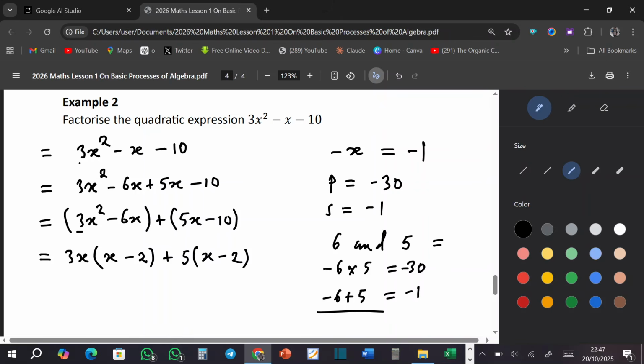So again, you see this is common, this is common. So you factor it out further. So you say x minus 2 is gone. You remain with this. So open brackets, 3x, then again this, so plus 5. So this is the final answer.